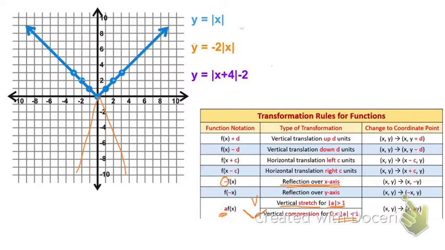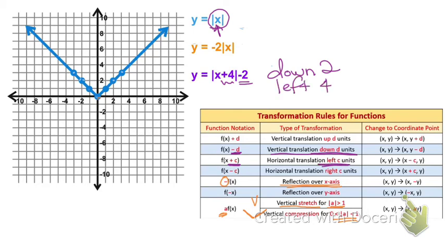Now let's look at this last one. What's happening to this equation? Well, we are subtracting 2 after the absolute value. After this, we are subtracting 2. So that means we are going to go down 2. And then inside that function, we are adding 4. So that's going to be left 4.